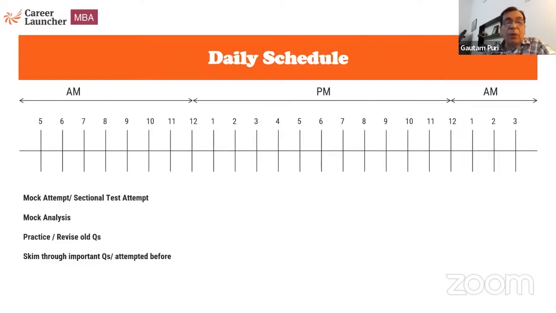Now, my worry most of the time is, out of the things which you have written: mock attempt, sectional attempt, mock analysis, practice, revise all questions, skim through important questions. People will do practically everything except revising all questions. Yes. If you don't revise, there's no way you're going to improve on your accuracy. If you don't revise, you will not improve on your speed. And this is especially true for quant and DILR.